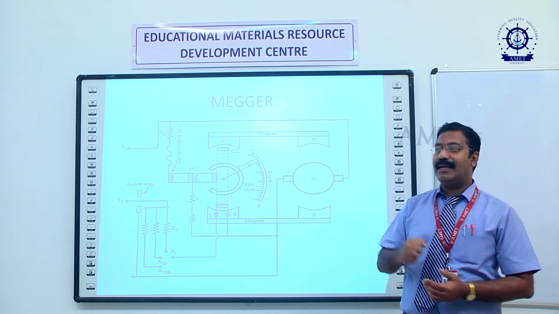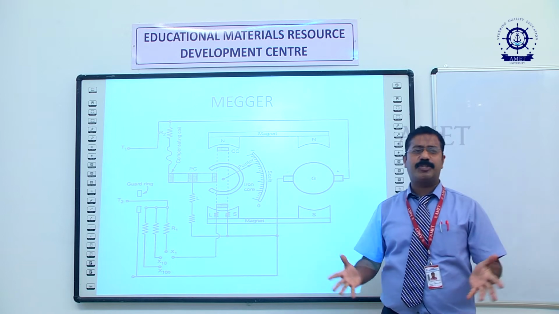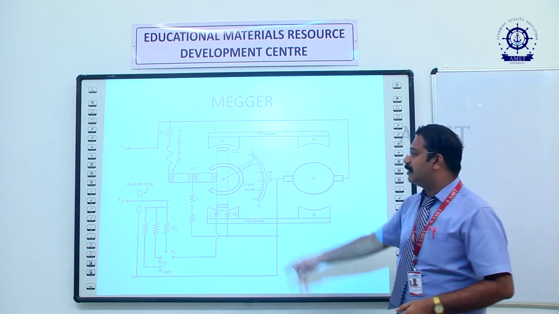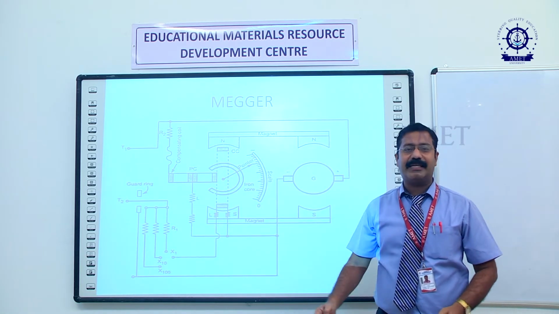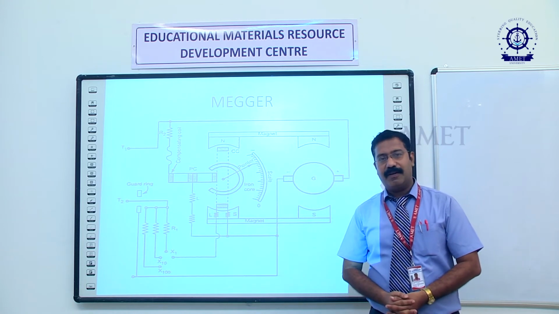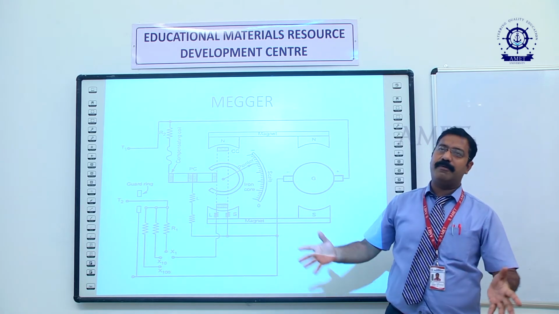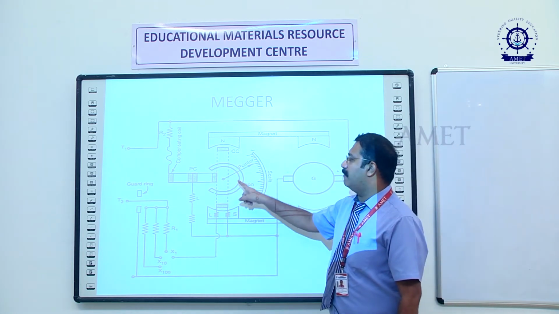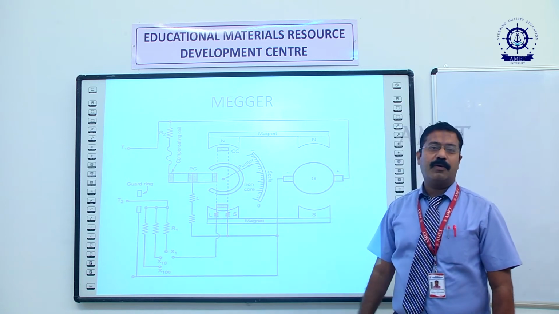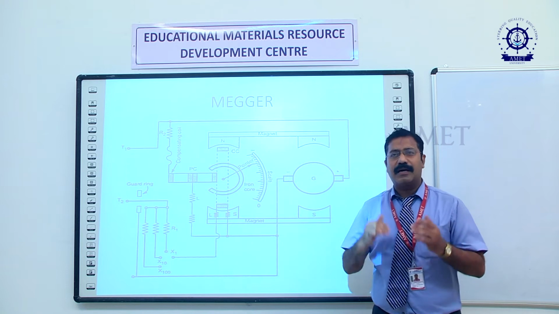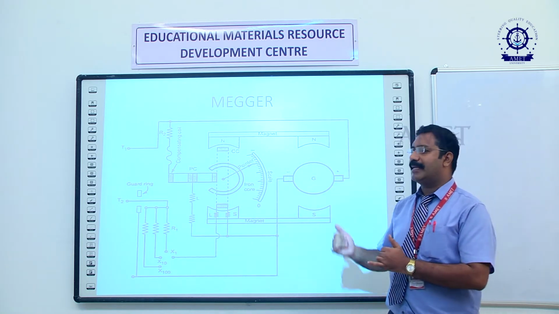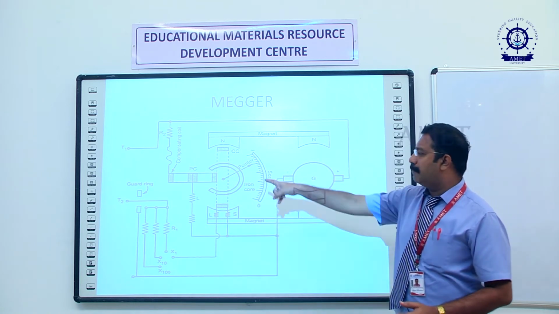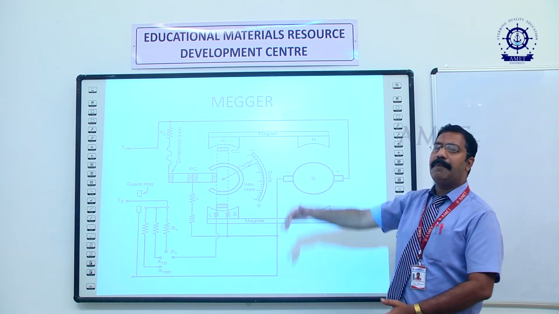Now the current, in which circuit will current be flowing? Whenever we have a closed path, then current will be flowing. That means these two terminals T1 and T2 should be connected to a closed path, then only the current will be flowing, and it will be measuring the voltage. How the measurement is done: we have a current coil CC and a pressure coil PC. The current coil is a coil which measures the current, and it will be connected in series with the circuit. The pressure coil is a coil which will be connected in parallel with the circuit.